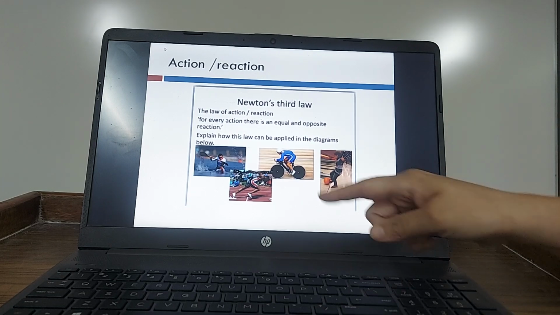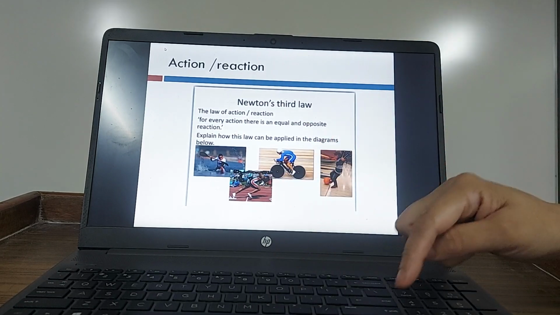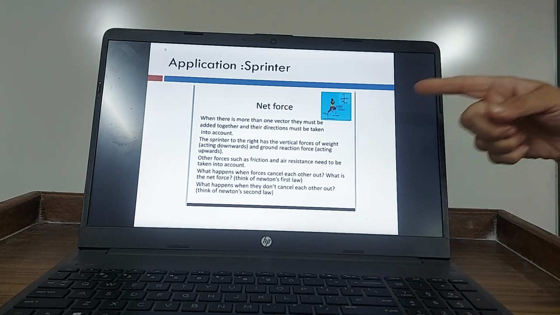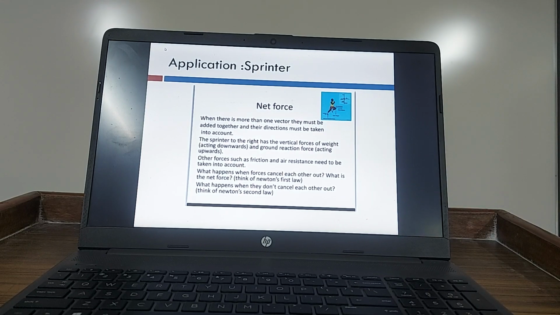Okay? So this can also be used in sprinting. This is another example which I want to discuss with you guys. Now, he is a sprinter. If you can see the image, you can zoom in.